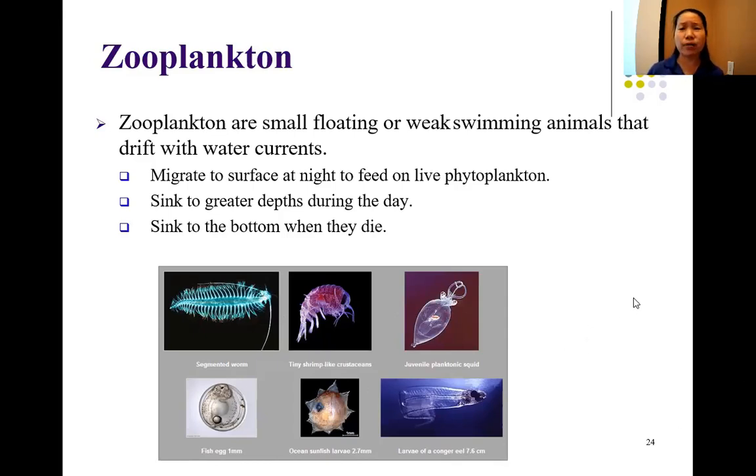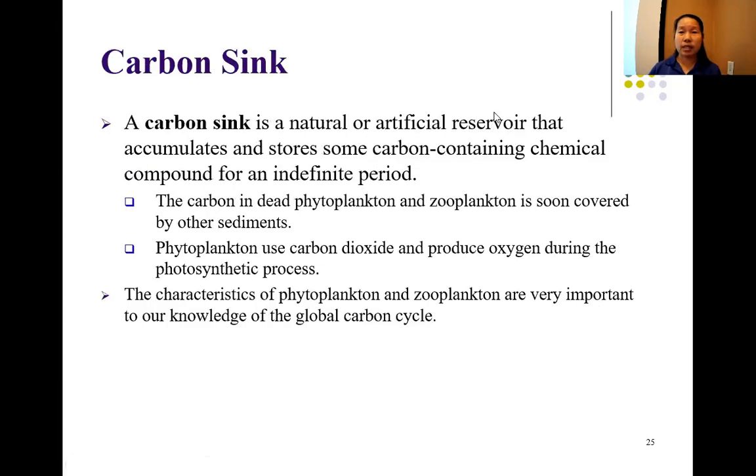Okay. So they are very, very small. And one of the phenomena we talk about, especially when you listen to some public presentations, is called carbon sink. So what is this? A carbon sink is a natural or artificial reservoir that accumulates and stores some carbon-containing chemical compound for an indefinite period. Basically, the carbon in the ocean, in the dead phytoplankton and zooplankton, is soon covered by other sediment, and so is stored at the bottom of the water body.